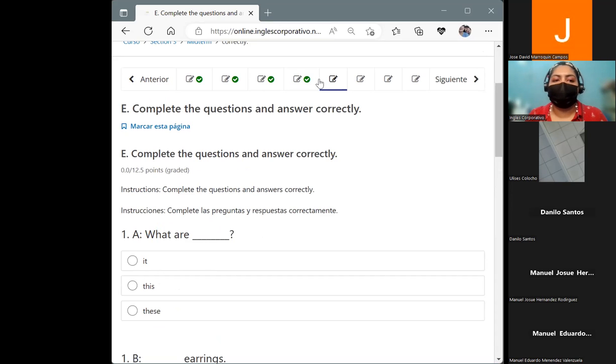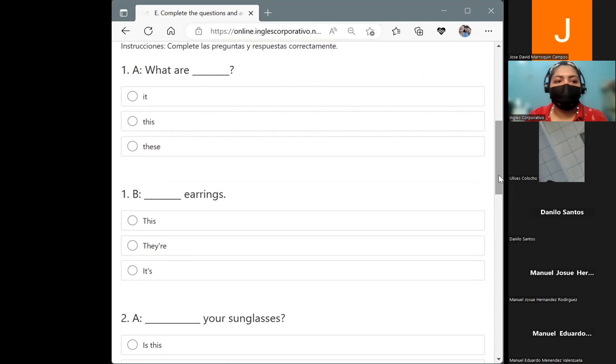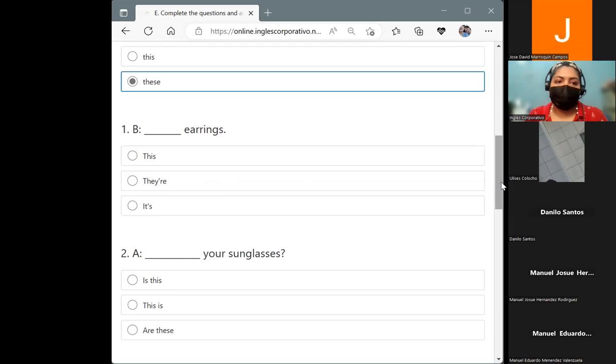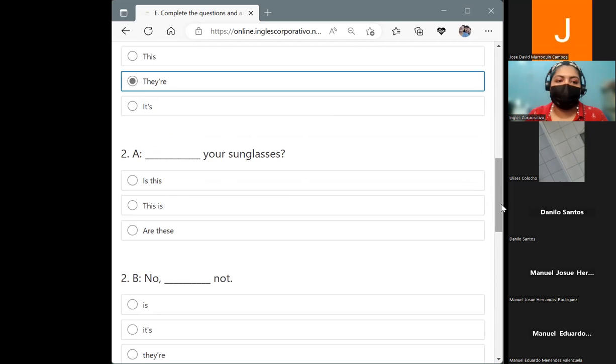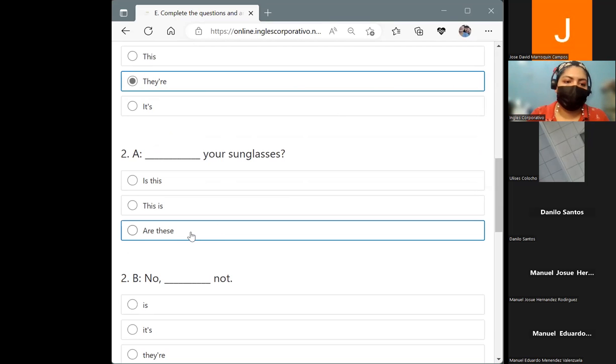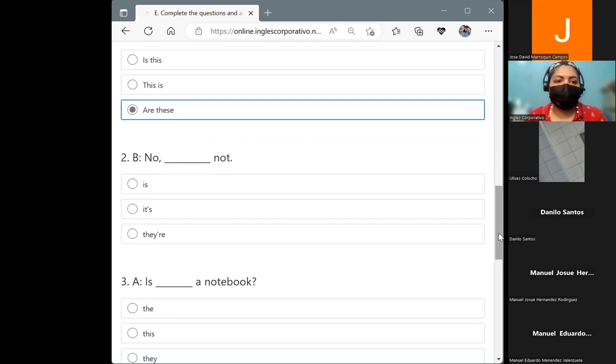Complete the question and answers correctly. Vamos a completar las preguntas y las respuestas de manera correcta. Primero, what are it, this, or this? Número uno, dos o tres. What are these? These. Okay, what are these? These, they are, or it is earrings. They are. Next one. Is this, this is, are these your sunglasses? Are these your sunglasses? Okay. These. Okay. No, it's not. No, it is not. No, they are not.